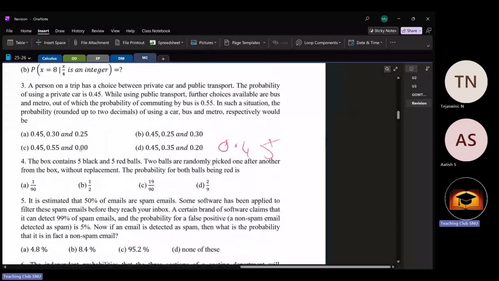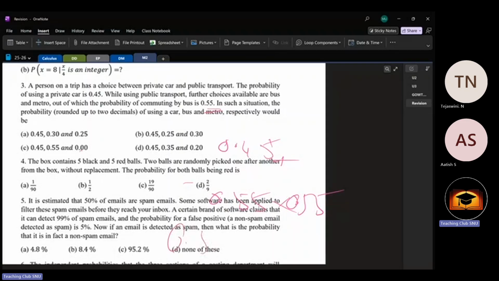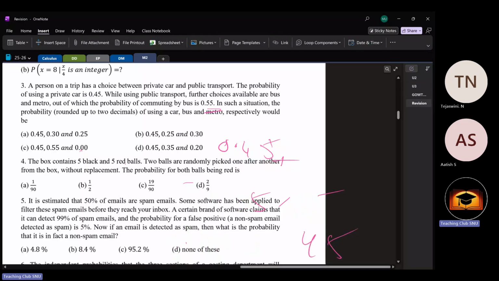Next one, bus they're asking. So bus would be what? I have to first use the public transport. That probability would be 0.55. Then inside that, I have to use the probability of bus. That would be another 0.55. Okay. That I can do. Okay. Next step, public transport I have to use. Then the probability of metro would be 0.45. Okay. Just compute these values, that will be the answer. Okay. So you can always do this. Simple stuff. Simple stuff. Okay.